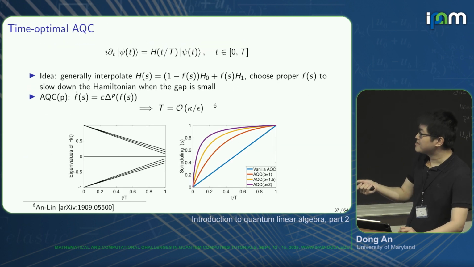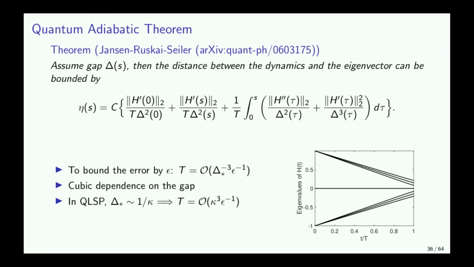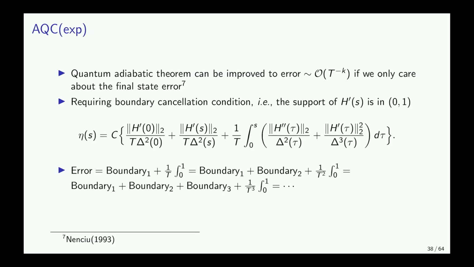This 1 over epsilon scaling dependence, what is the source of this dependence? It is really because in my adiabatic theorem, I have a 1 over T dependence. So if I can improve this 1 over T dependence to be something like 1 over T to a higher-order polynomial, then I can somehow improve the epsilon dependence, right? So basically the goal is that I want to improve my adiabatic error bound to be something like 1 over T to the power k. And this can be done by the so-called boundary cancellation condition.